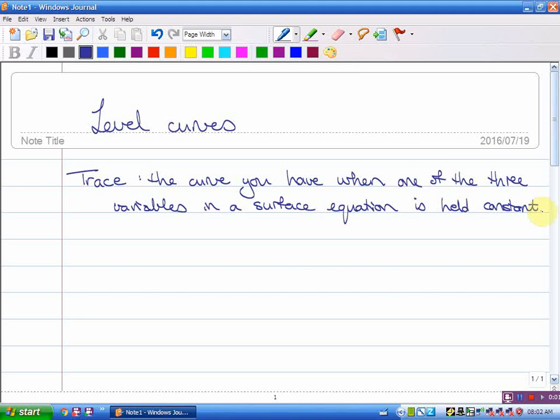The curve you have when one of the three variables in a surface equation is held constant. So for instance, here's an example. What's the simplest possible example? Probably a sphere. So x squared plus y squared plus z squared equals 4. That's a sphere of radius 2.